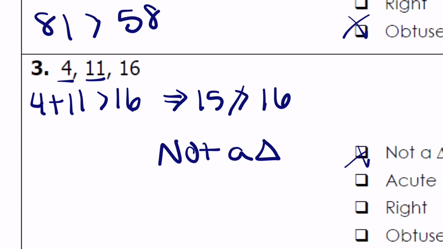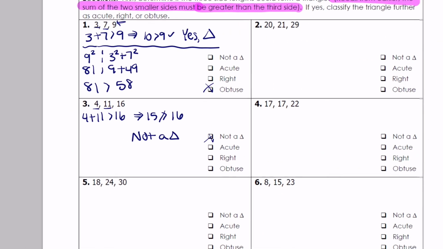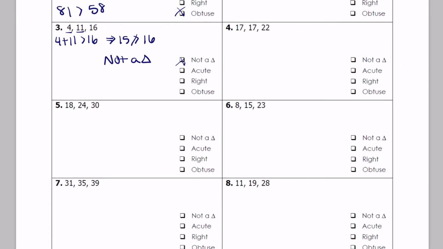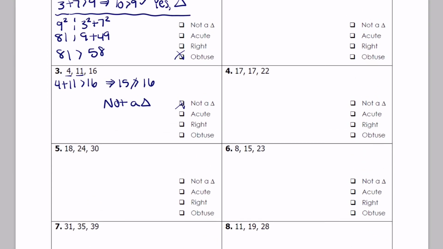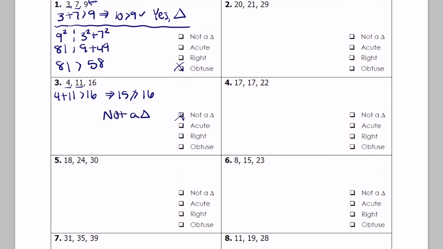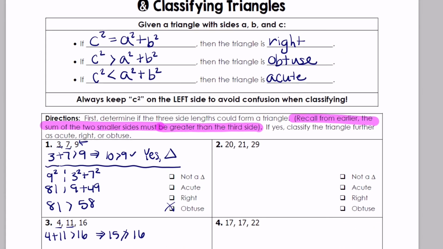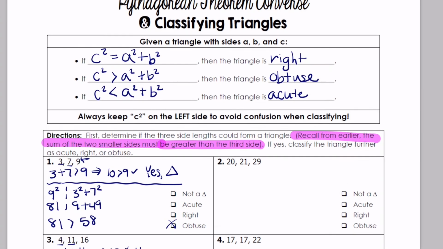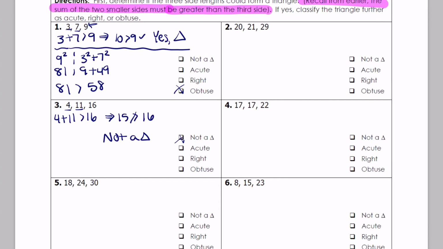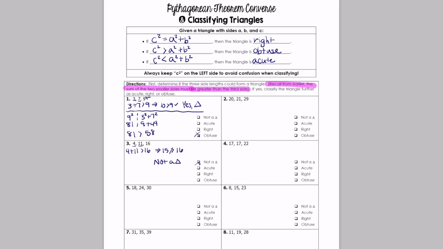Okay. So that is what you'll be doing on 2, 4, 5, 6, 7, and 8. You're going to go through and see, is it a triangle, for one thing? If it is, then you're going to classify it. You're going to use these rules up top here, the Pythagorean theorem converse, to classify what kind of triangle it is, whether it's acute, right, or obtuse. Okay. So that is all I have so far.